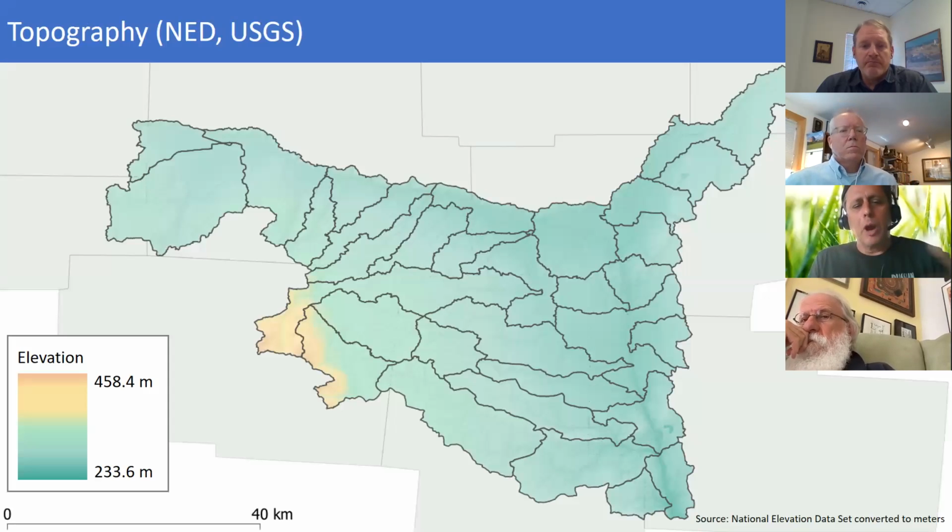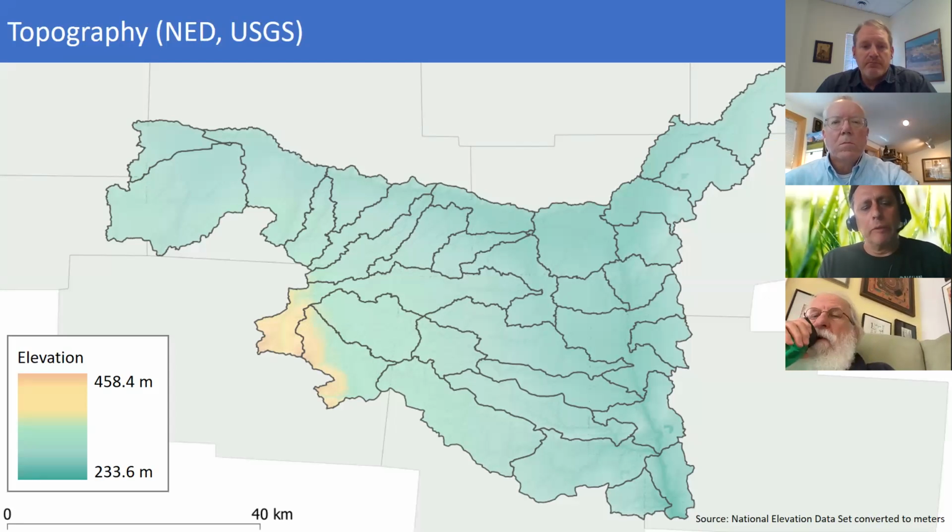Next, we look at the topography. Shown here is the topography based on the USGS information. This is a very refined data set. It's called the National Elevation Dataset, and it's given to us in meters, but just to put it into perspective, into feet, we multiply roughly by 3.